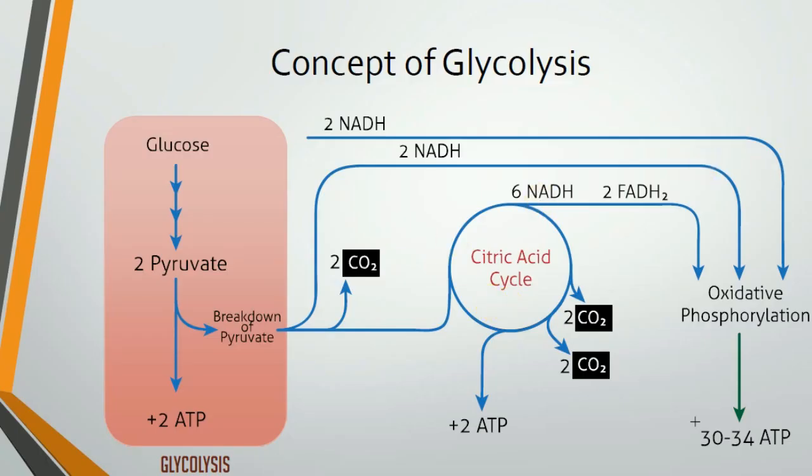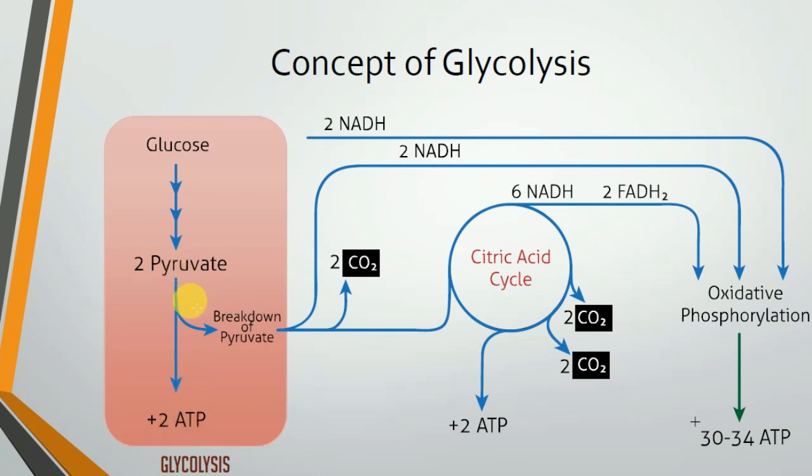This is the overview of glycolysis, in which the concept of glycolysis can be understood. Here is a glucose molecule and it needs to be converted into two pyruvate or pyruvic acid molecules. Glucose is a 6-carbon compound and it is converted to pyruvate, which is a 3-carbon compound. Glycolysis will yield 2 ATP molecules.